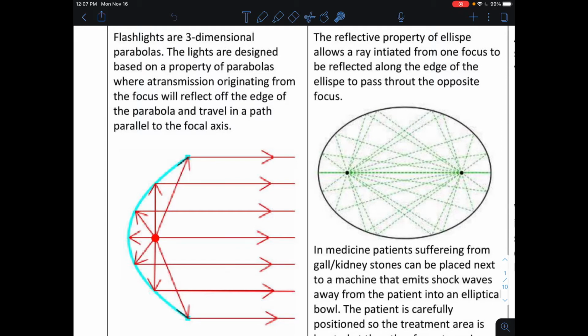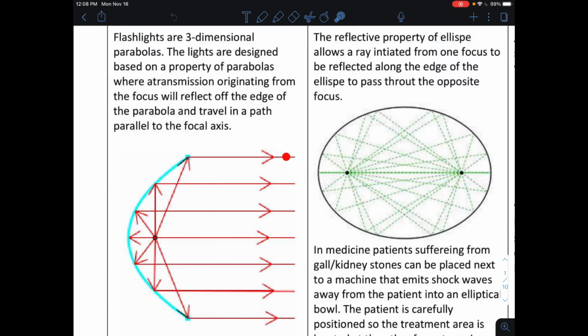Let's say I have my bulb, my flashlight right here, where the light bulb itself emits rays of light in all directions. What happens is the light will hit the edge of the parabola and come out, and all of these rays will wind up being parallel to one another once they reflect off the edge of the parabola.